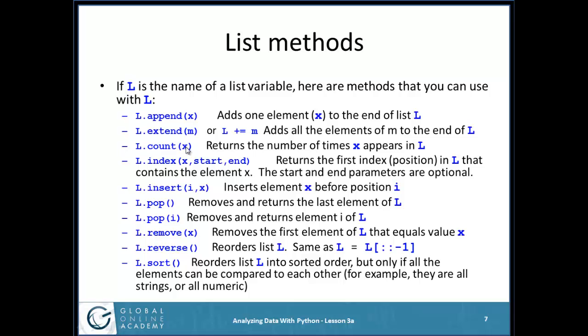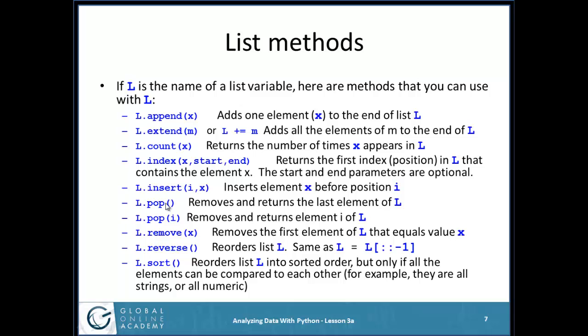L.count: count how many times the value x shows up in L. L.index: tell me the first place that x shows up in L. Oh, and you can give it a start and an end if you want. Otherwise, it assumes you want to go through from the very beginning to the very end of the list. So it'll say, yep, I found x, and it was in position 4, or position 0, or position 7. If I do L.insert(i, x), it says put value x into the list L right before position i.